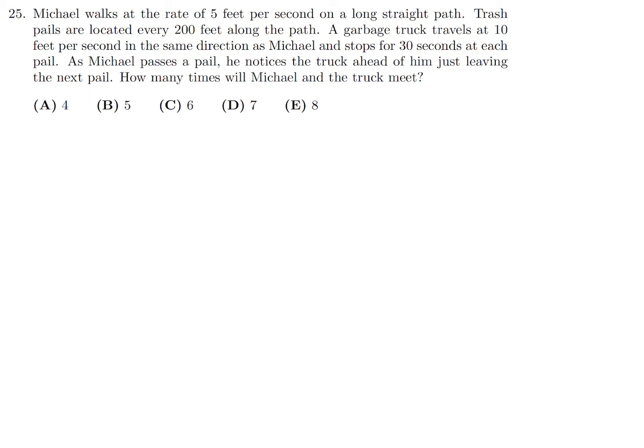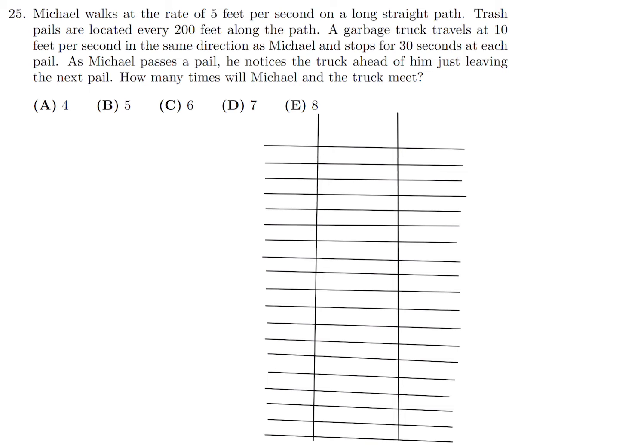Michael walks at the rate of 5 feet per second on a long straight path. Trash pails are located every 200 feet along the path. A garbage truck travels at 10 feet per second in the same direction as Michael and stops for 30 seconds at each pail. As Michael passes a pail, he notices the truck ahead of him just leaving the next pail. How many times will Michael and the truck meet?